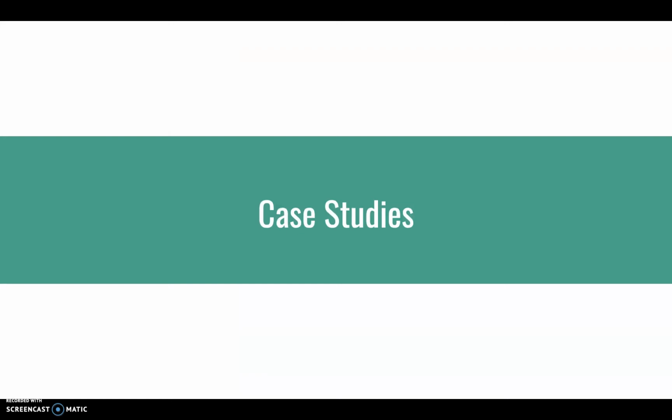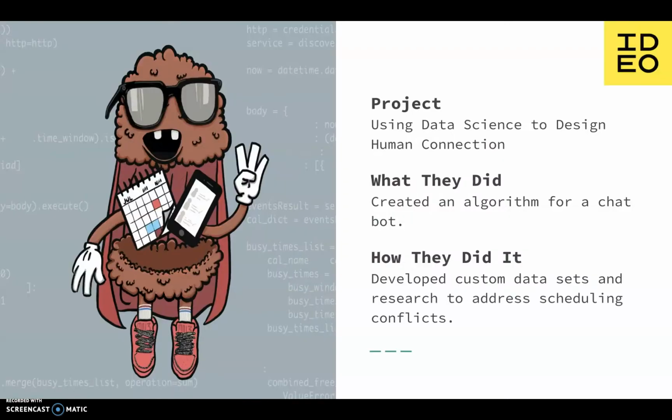So I'm going to look at two of my case studies. The first one's by IDEO. It's called Using Data Science to Design Human Connection. So what they did is created Meaty the Meatbot over there, who was a chatbot, and they basically created an algorithm to create him because they had a lot of new employees and they were having scheduling conflicts and they wanted a way to resolve them.